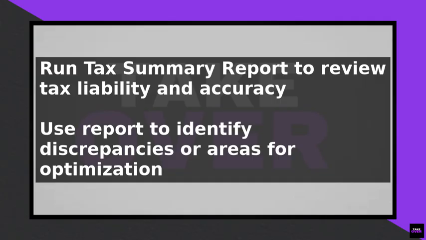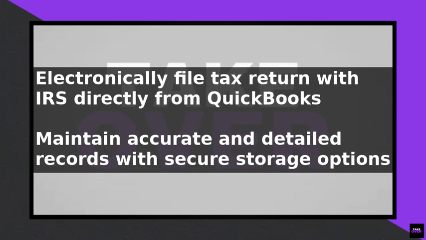Be sure to take advantage of QuickBooks tax deduction and credit tools, which help you maximize your savings and minimize your tax liability. When your tax return is complete, review it carefully to ensure accuracy and completeness. QuickBooks provides a built-in review process to help you catch any errors or omissions. Once you are satisfied with your return, you can electronically file it with the IRS directly from QuickBooks.